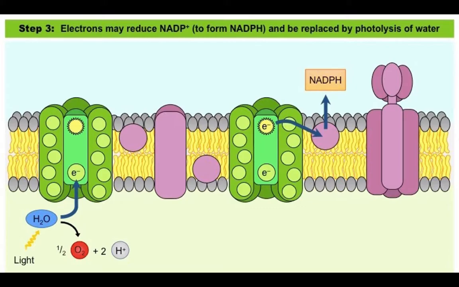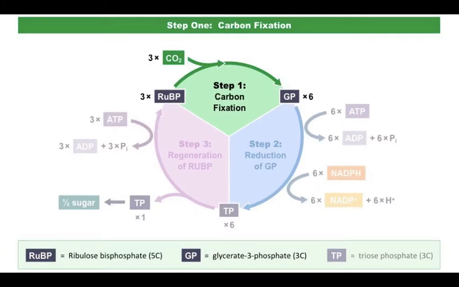The light-independent reaction, also known as the Calvin cycle, takes place in the stroma and also has three steps. Step 1 is carbon fixation. The Calvin cycle begins with a 5-carbon compound called ribulose bisphosphate, or RuBP. Rubisco, or RuBP carboxylase, catalyzes the attachment of a CO2 molecule to RuBP.